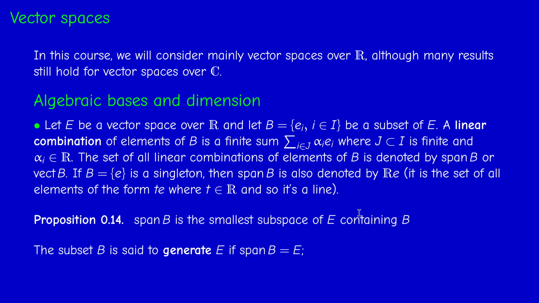And as I said, we can prove that span B is the smallest subspace of E containing B. And we say that B generates E if span B equals E. So what does this mean? This means that every element of E is a linear combination of elements of B.